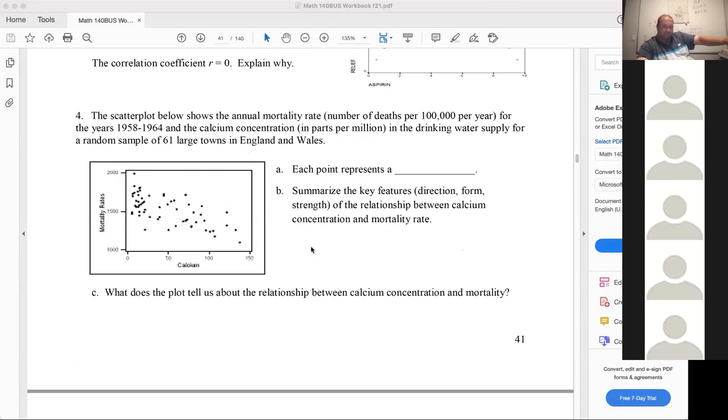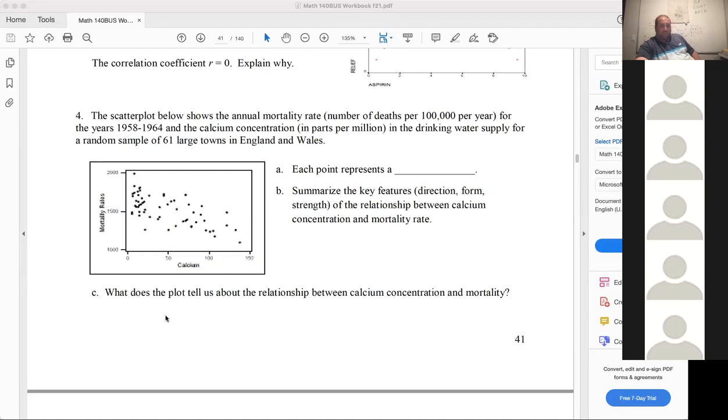Any outliers? Maybe, we don't know, but nothing stands out. If I had a dot way over here, I would certainly say, hey, wait a second. But these ones here aren't so far off the beaten path that I would say they're outliers.